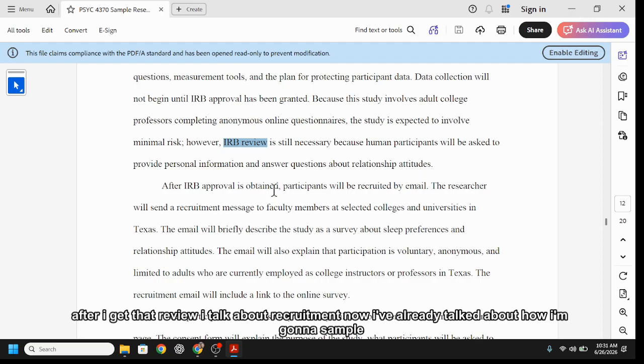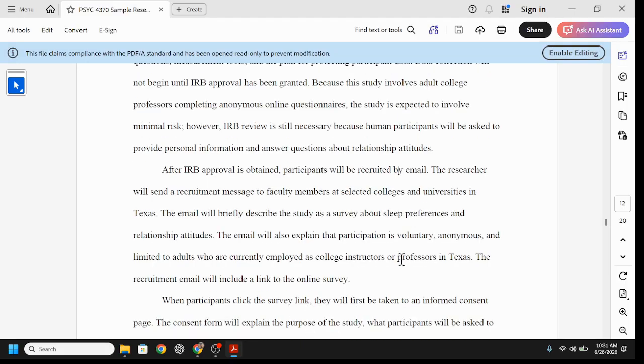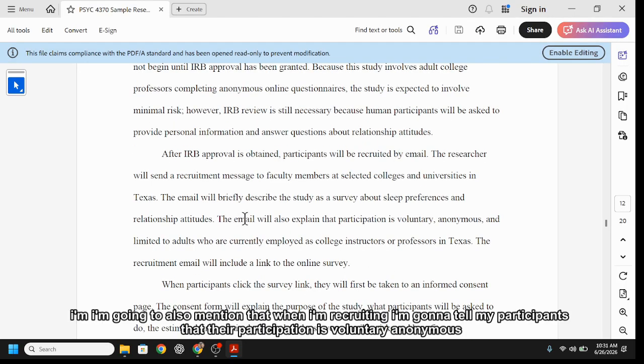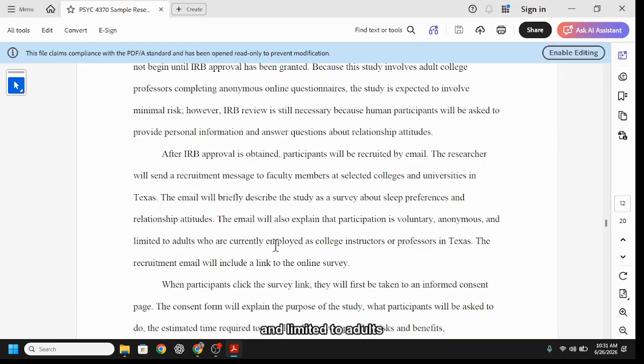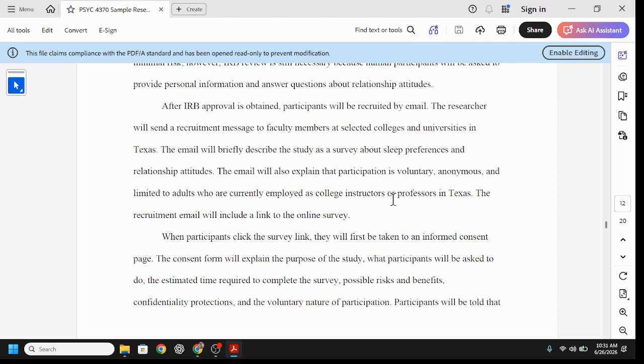After I get that review, I talk about recruitment. Now, I've already talked about how I'm going to sample, so I don't need to overlap those details here. I just need to say, hey, this is what I'm going to start doing. I'm also going to mention that when I'm recruiting, I'm going to tell my participants that their participation is voluntary, anonymous, and limited to adults. This is where you start talking about your procedures step by step.